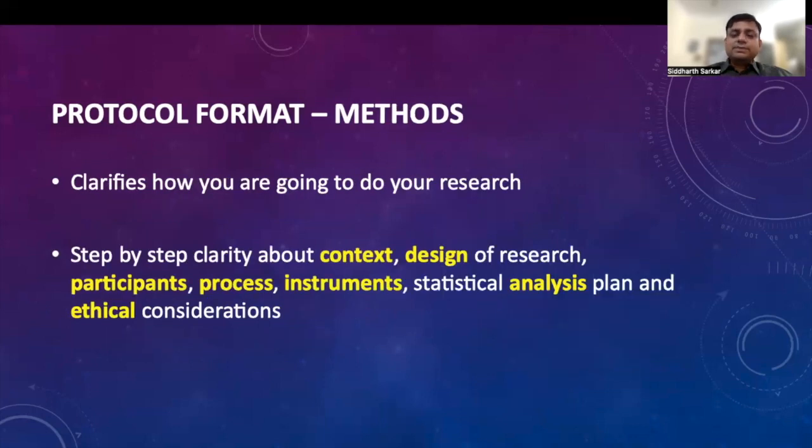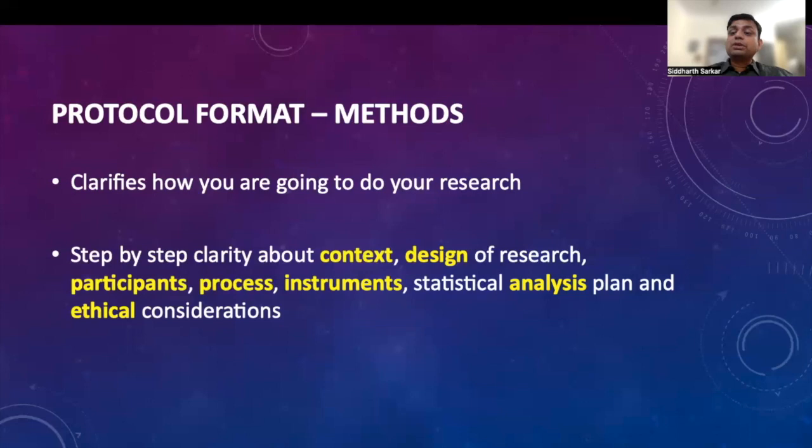Then the next section is methods. It clarifies how you're going to do your research. It provides step-by-step clarity about the context of your study. What is the setting of your study where the research is going to be done? What is the design of the research that you are going to undertake? For example, whether it is a cross-sectional design, a cohort study, a retrospective study, or a randomized controlled trial. So what kind of design is this research? Then it also tells you about the participants of the study. What are your inclusion and exclusion criteria?